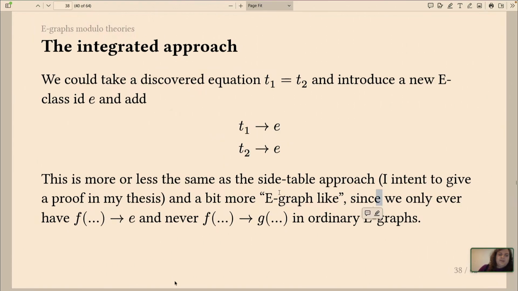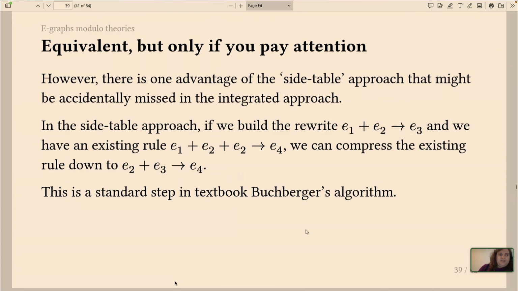This approach is more E-graph-like, because in normal E-graphs we always have rules like this: some function applied to something goes to E, but we never have a rule that some function applied to something goes to some other function applied to something. So they're equivalent only if you pay attention, because in the side table approach, if we make some new rewrite, E1 plus E2 goes to E3, and we have some existing rule that has E1 and E2 in it, then we can compress this existing rule down like this. The E1 and E2 have been merged into E3 now.